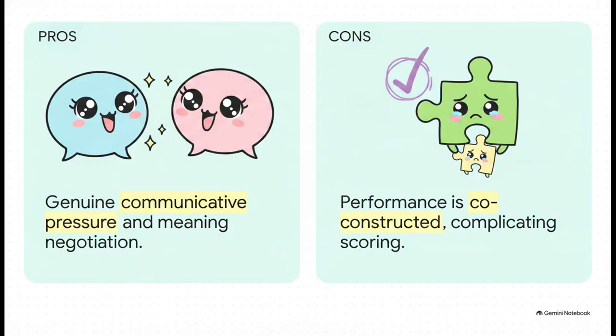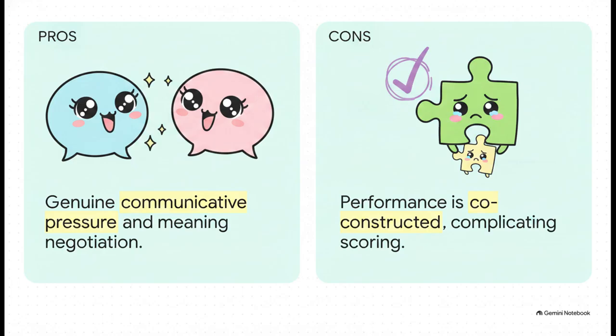Take information gap tasks as a perfect example of this. Two participants each hold different pieces of information, and they literally have to talk to each other to solve a problem, like reconstructing a route on a map. This creates genuine communicative pressure.